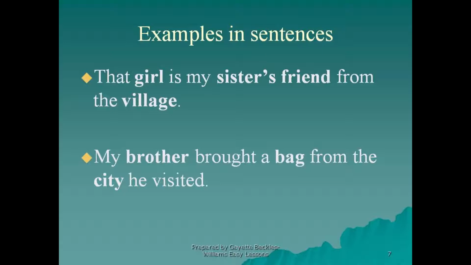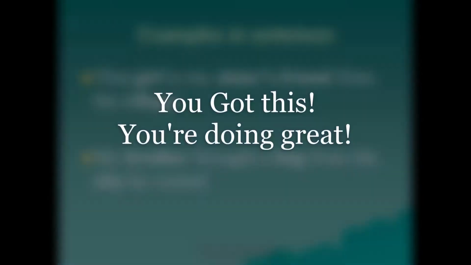Let us look at these in sentences. That girl is my sister's friend from the village. Notice the bold words. Those are all common nouns. Girl, sister's, friend, and village. Next, my brother bought a bag from the city he visited. Notice again, the words in bold are brother, bag, city. Did you notice those without me saying them? I hope you did.